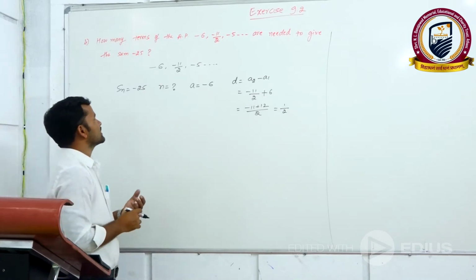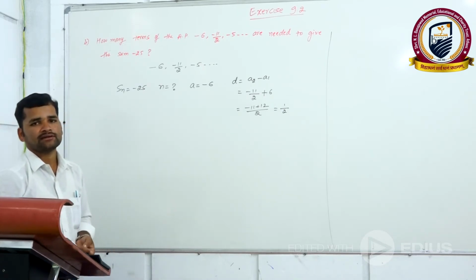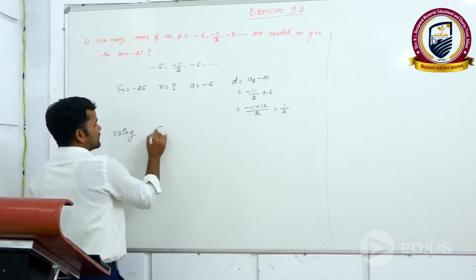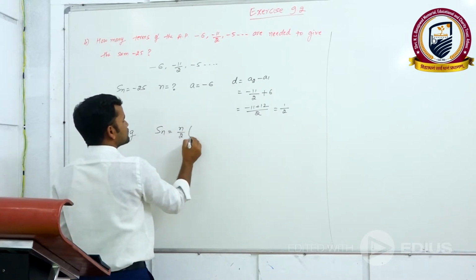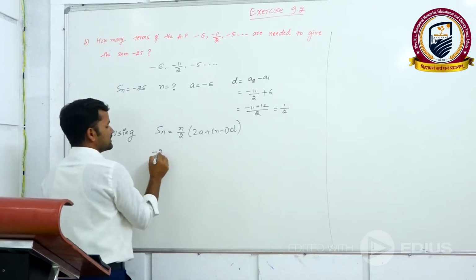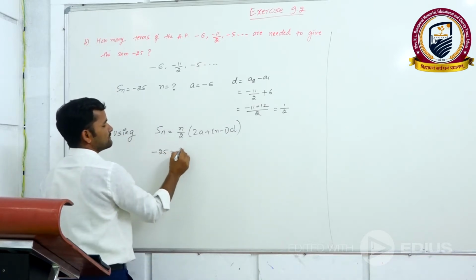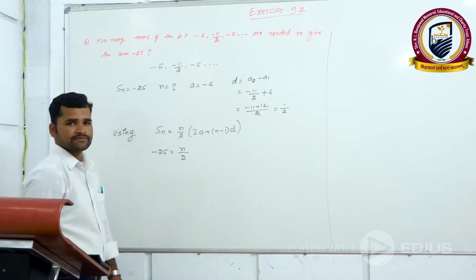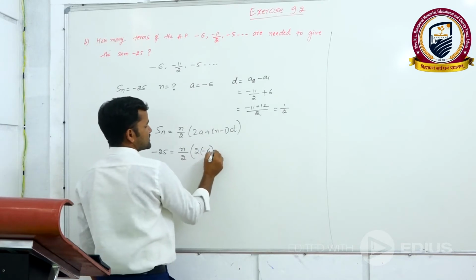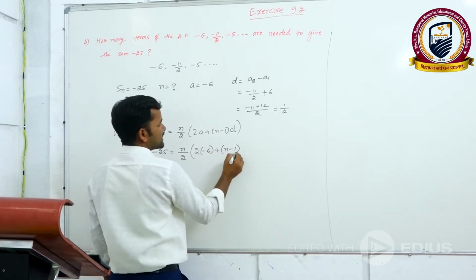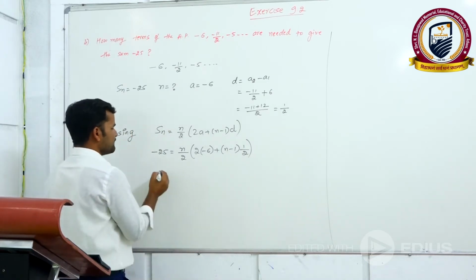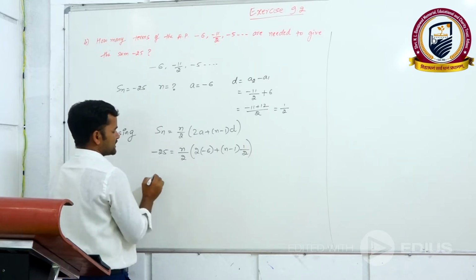Okay, d is there, a is there, Sn is there. Now we need to calculate n. So use the formula. Sn is equal to n by 2 into 2a plus n minus 1 into d. Sn you write, it is minus 25. N we need to calculate, keep it as it is. 2a, 2 into, that is minus 6 plus of n, keep it as it is, into d, d is 1 by 2. Okay, this 2 we can multiply to the right hand side.